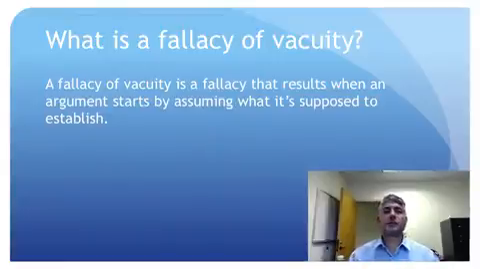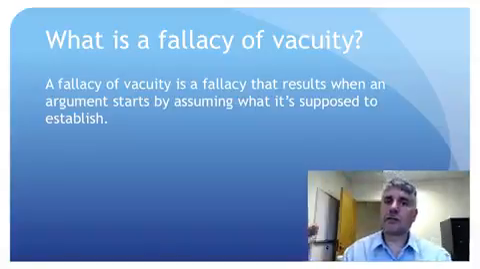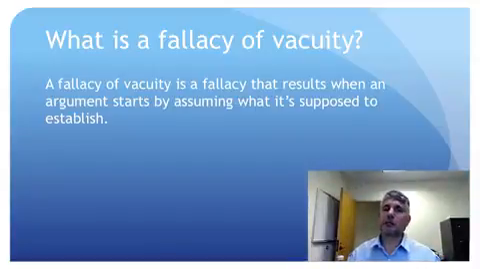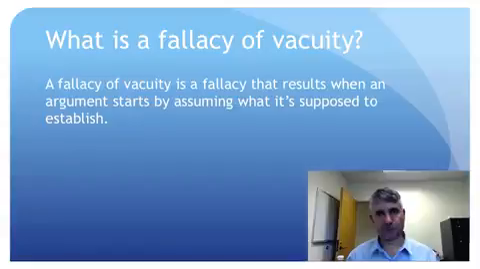We've devoted this week so far to talking about fallacies of relevance, but today we're going to talk about fallacies of vacuity. Let me begin by defining what a fallacy of vacuity is. A fallacy of vacuity is a fallacy that results when, roughly speaking, an argument starts by assuming what it's supposed to establish. You could think of it this way. A fallacy of vacuity is an argument that doesn't go anywhere. Its starting points presuppose what it is that the argument is supposed to prove.